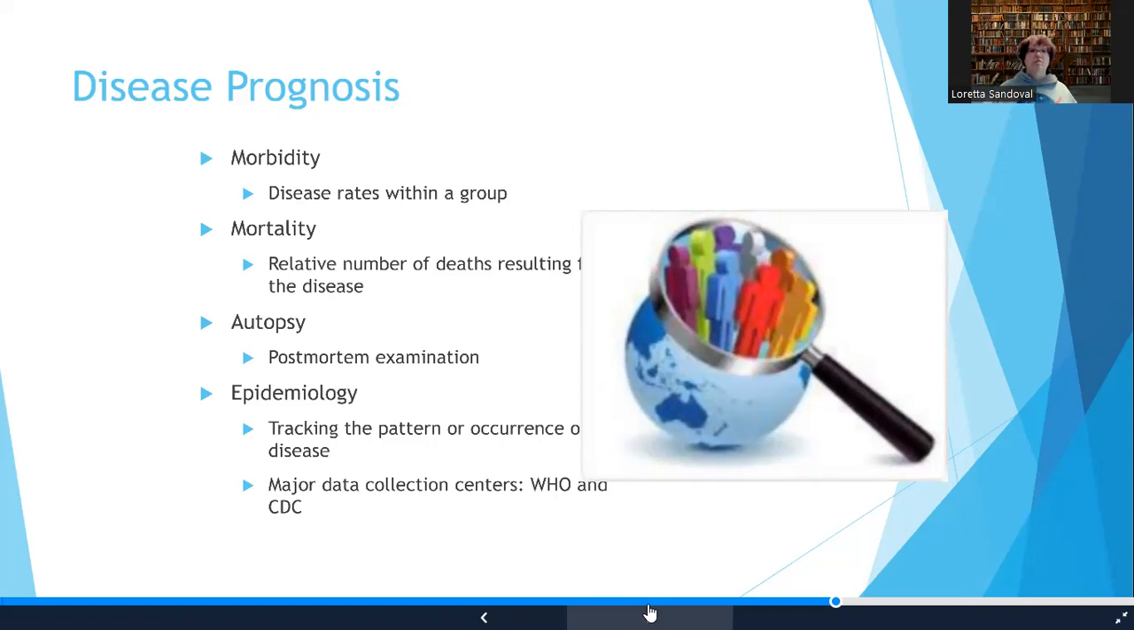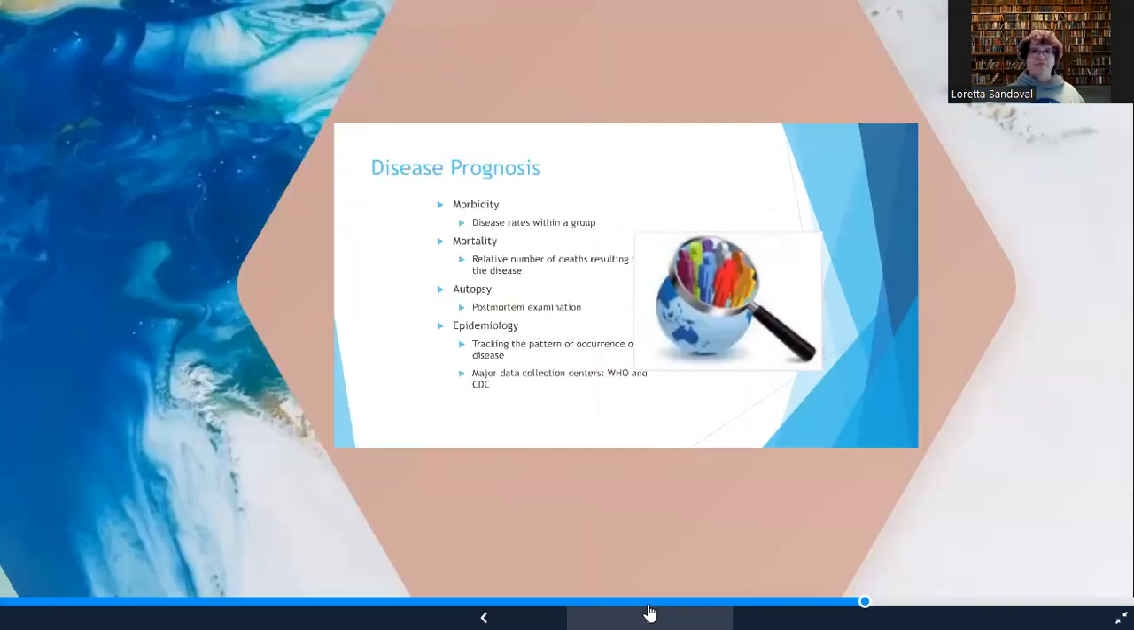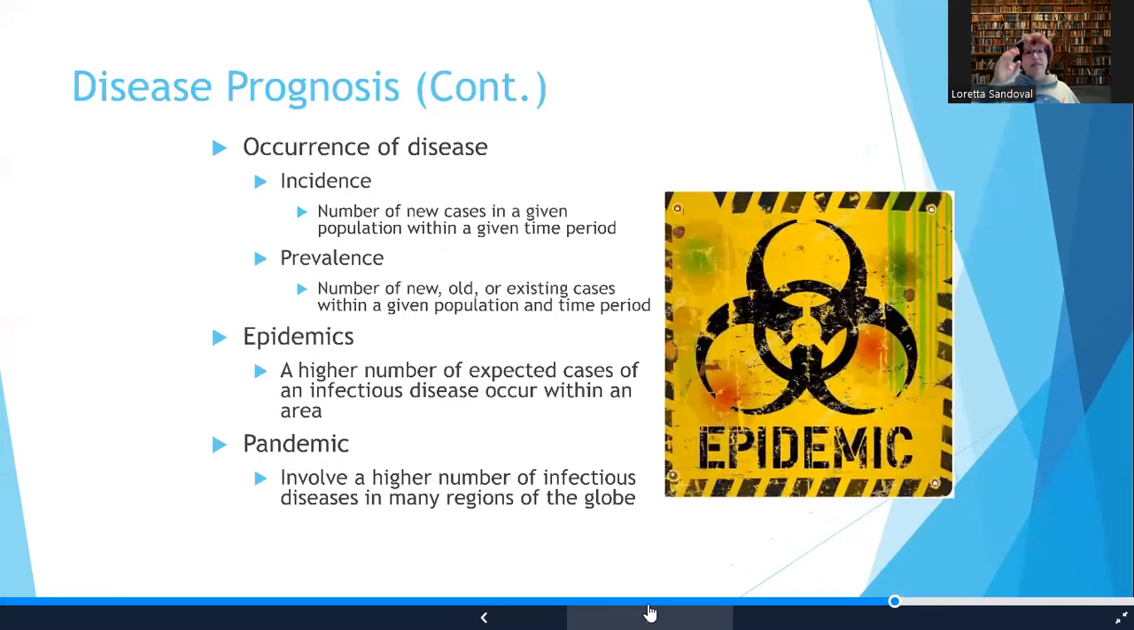We already talked about the autopsy being the postmortem examination. Epidemiology is tracking the pattern or occurrence of disease. So there are a lot of data collection centers. The World Health Organization and the Centers for Disease Control in the US, they collect data on patterns of diseases, and they try to determine kind of what's going on with a particular disease or group of diseases. So there's some terminology associated with the occurrence of disease in epidemiology.